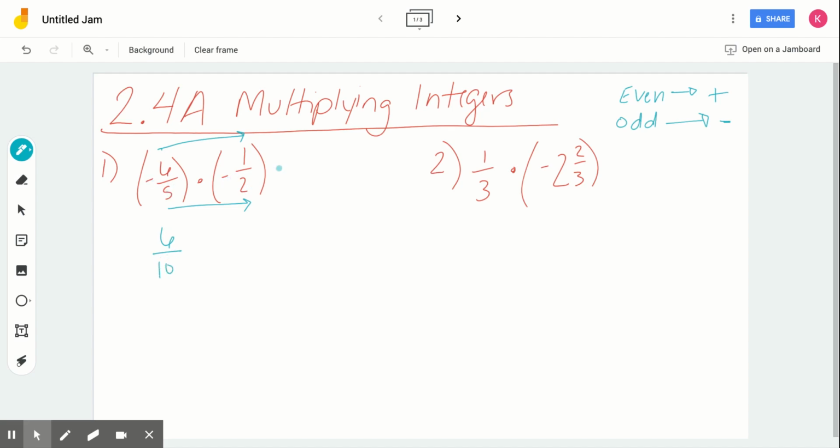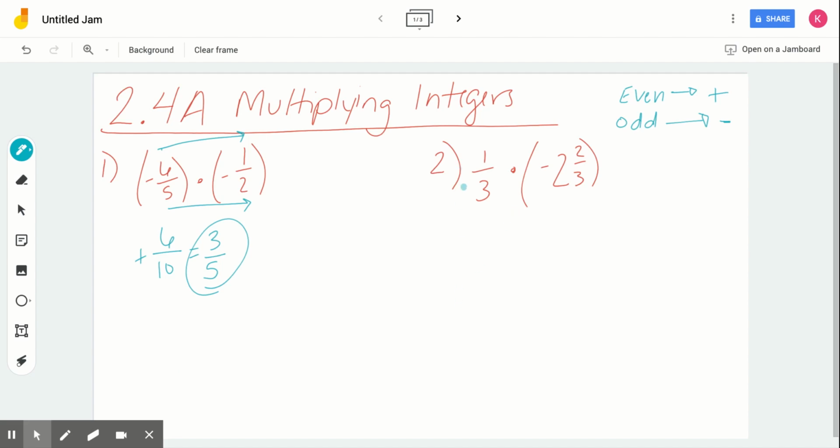Negative times negative, that's 2 negative signs, which is an even number, so our answer will be positive. Now we simply need to simplify. These are even numbers, so we can divide by 2. 6 divided by 2 is 3. 10 divided by 2 is 5. So 3/5 is our final answer.